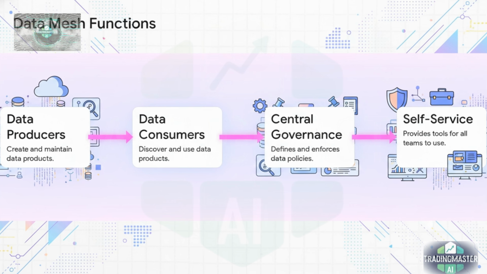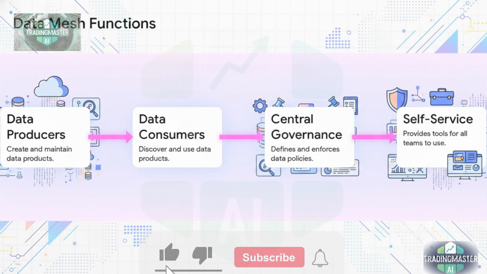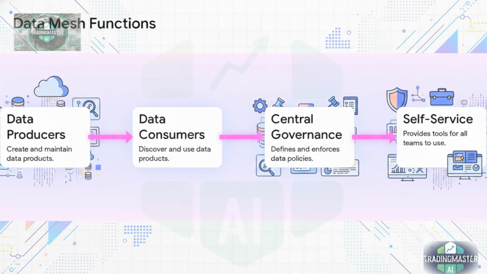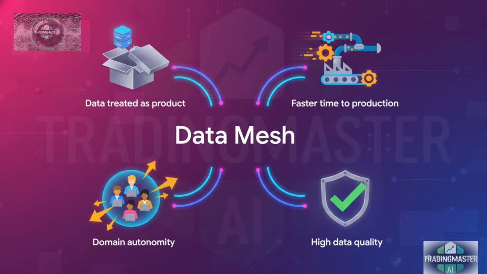First, you've got your data producers. These are the domain teams creating and polishing the data products. Then you have the data consumers who can easily find and use those products. And holding it all together, you have a central governance team that sets the rules of the road and a self-service platform team that gives everyone the tools they need. It's all about collaboration.